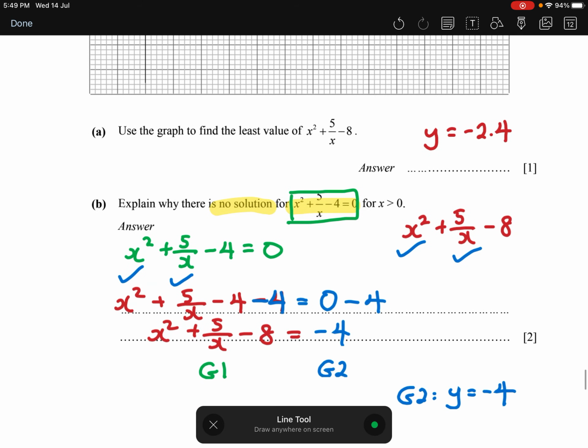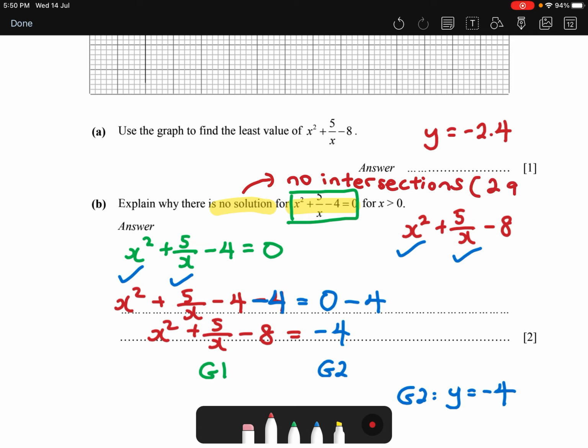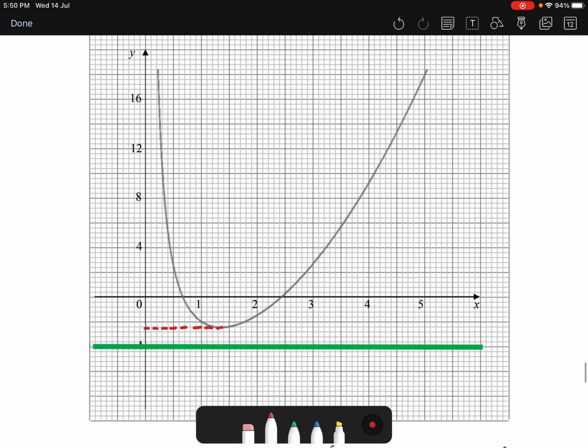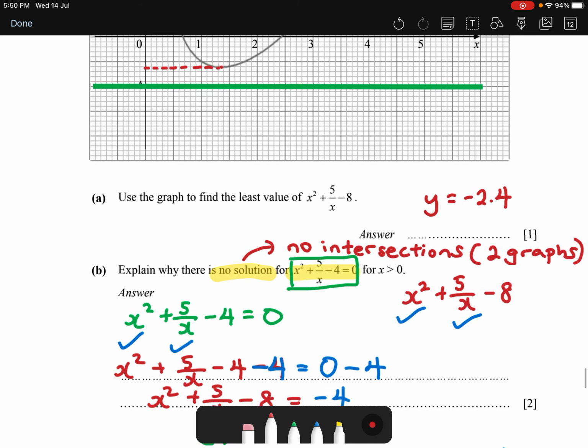They ask us to explain why there is no solution. Remember, what do I mean by solution? If I say no solution, it means there is no intersection between the two graphs. If you look at this graph, there's no intersection between the horizontal green line and the U-shaped graph that's given to us. So hence there's no solution.